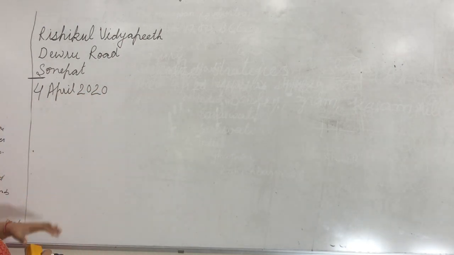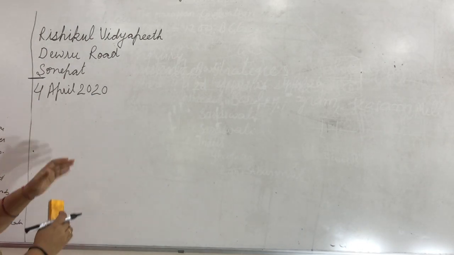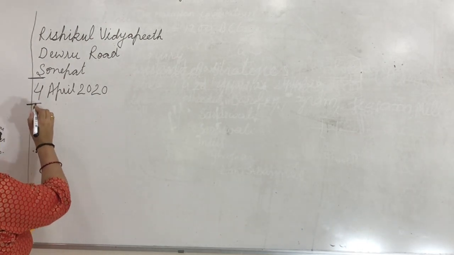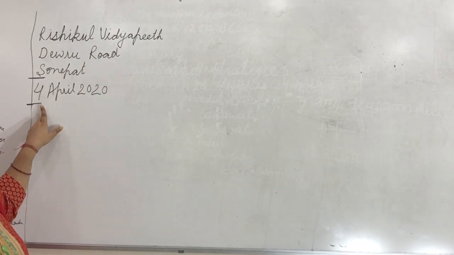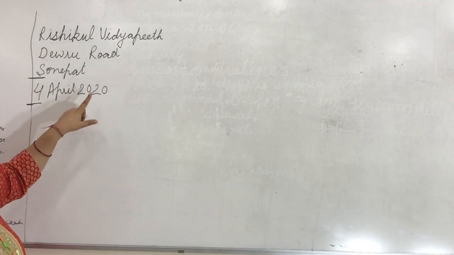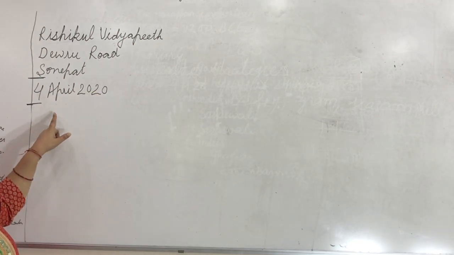2020. Then again we are to leave one line. And why am I putting these lines here? So that you can remember that we are leaving one line blank after writing the date. And what will come now?